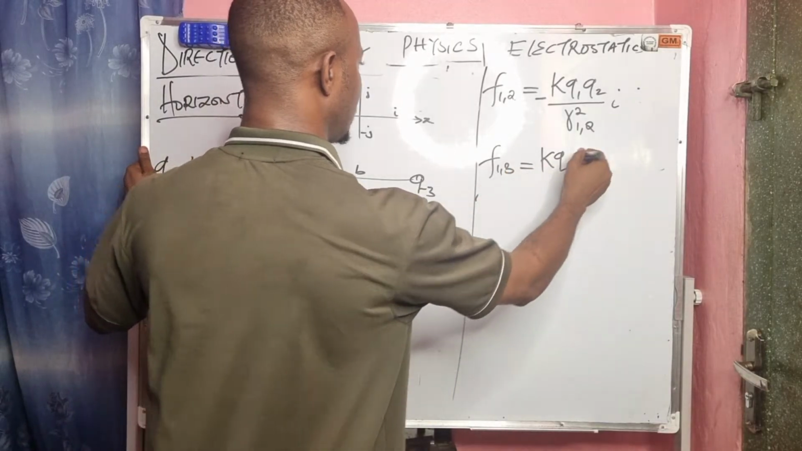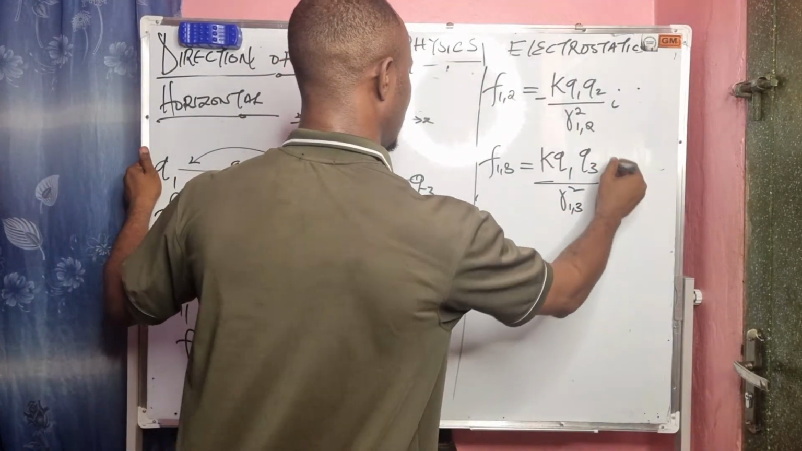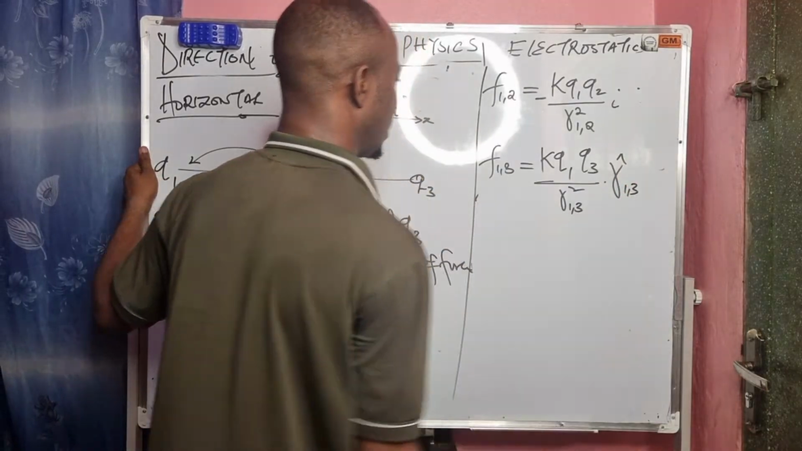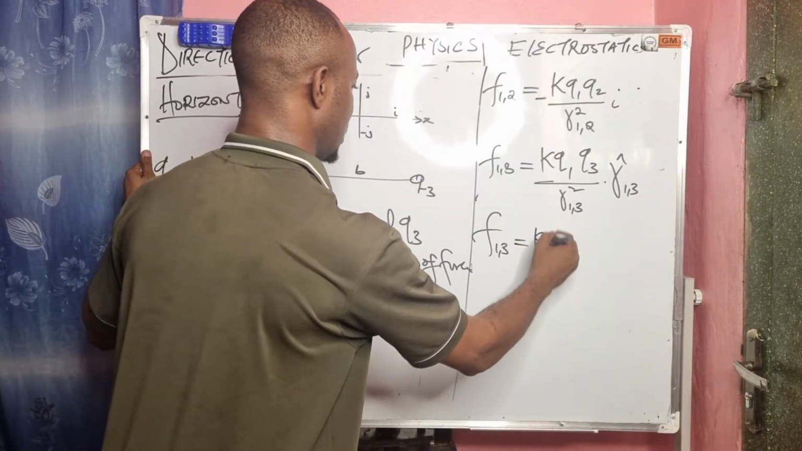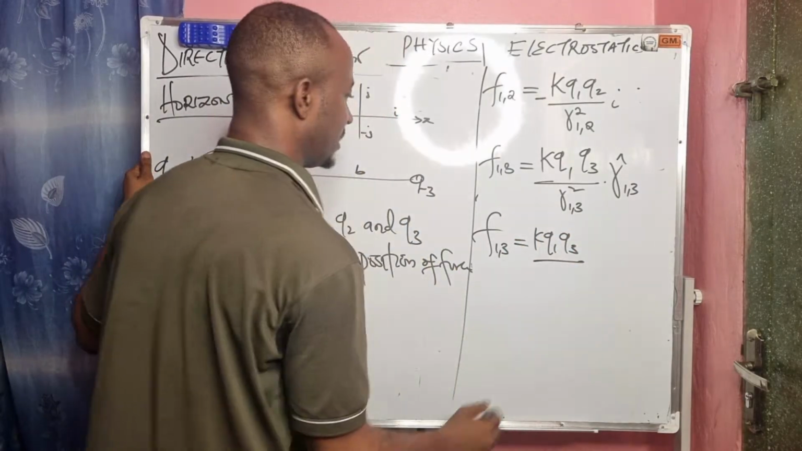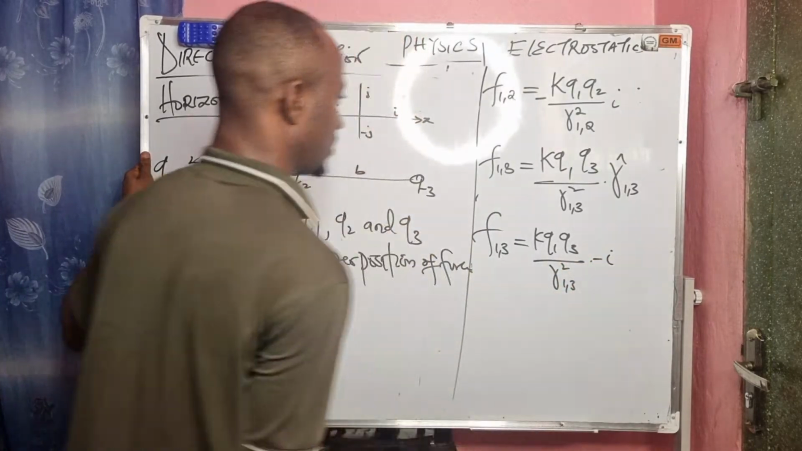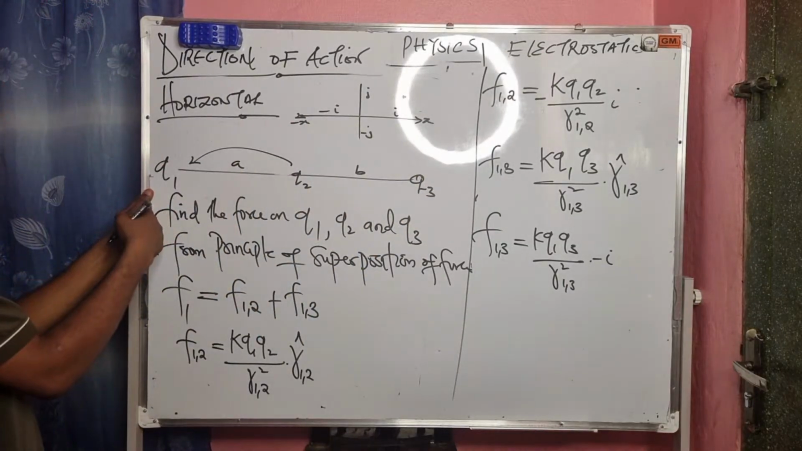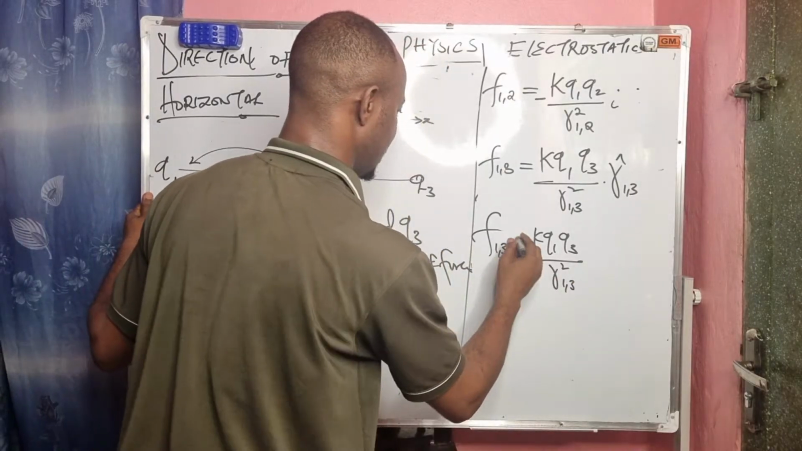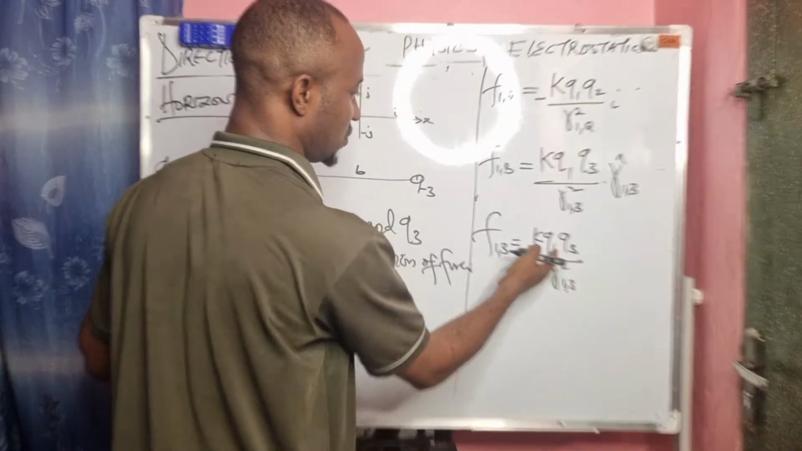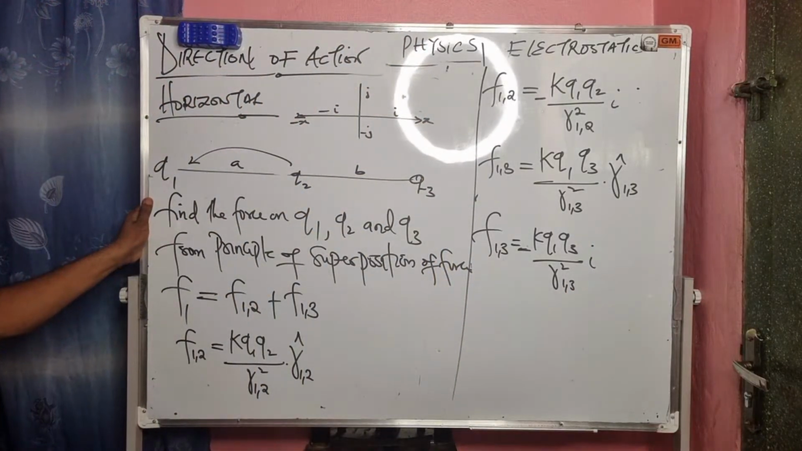F13 is KQ1 Q3 over what? R squared 1,3 dot unit vector of 1,3. So that will give us what here? F13 equals KQ1 Q3 over R squared 1,3 dot minus I, because it is still towards negative I. So this is the same as minus KQ1 Q3 times I over R squared 1,3.